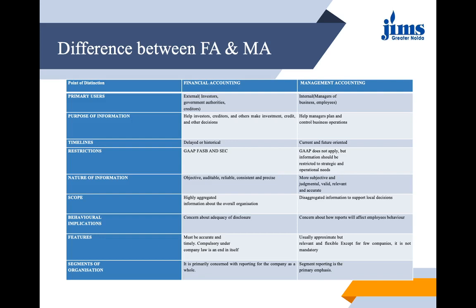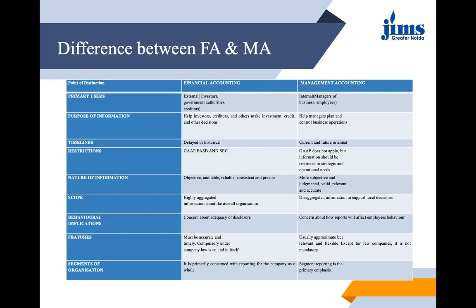But in management accounting, this gap does not apply, but the information should be restricted to strategic and operational needs. It means it depends on the organization whether they would like to perform it or not. Nature of information. In financial accounting, it is objective, auditable, reliable, consistent, and precise. Whereas in management accounting, it is more subjective, judgmental, valid, relevant, and accurate, because it is based on the various statistical tools used to perform the particular task.